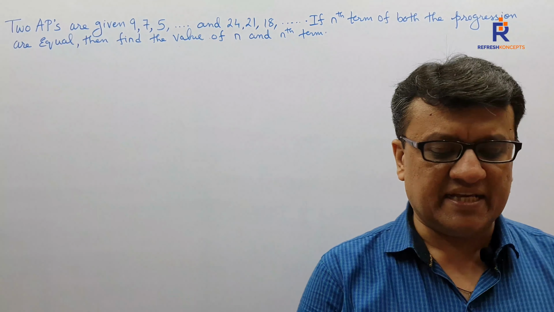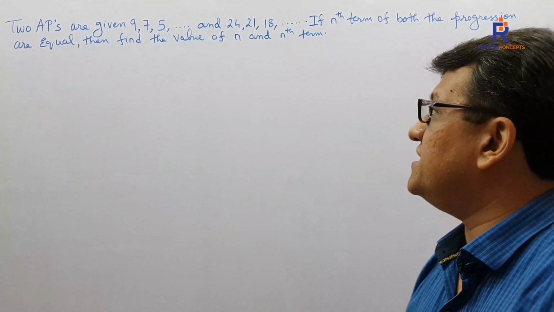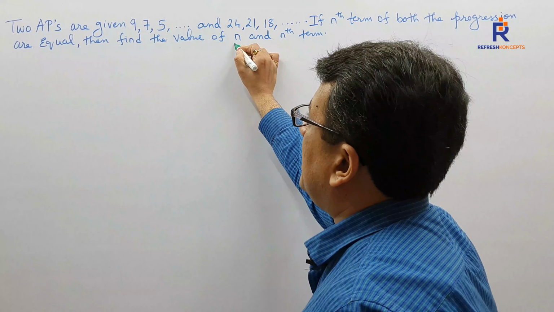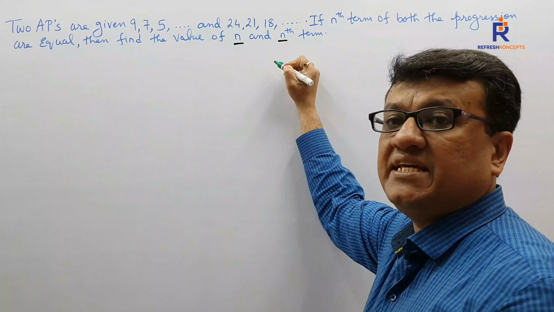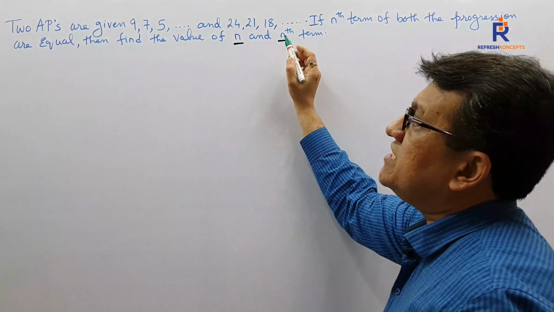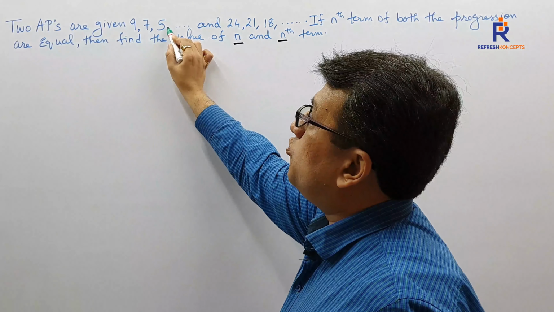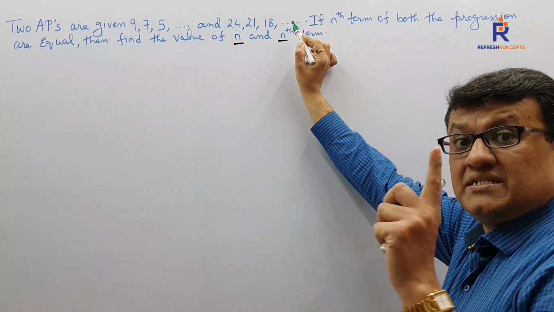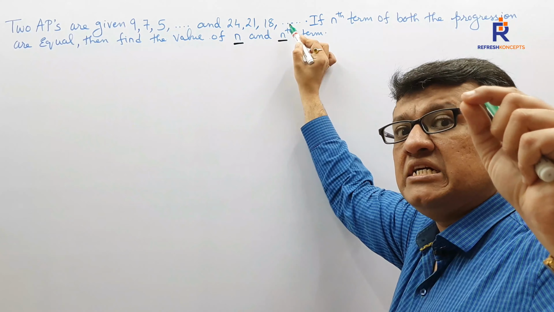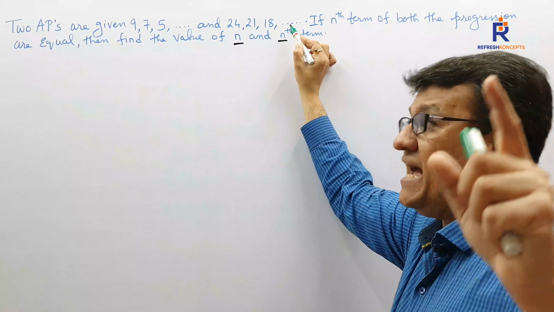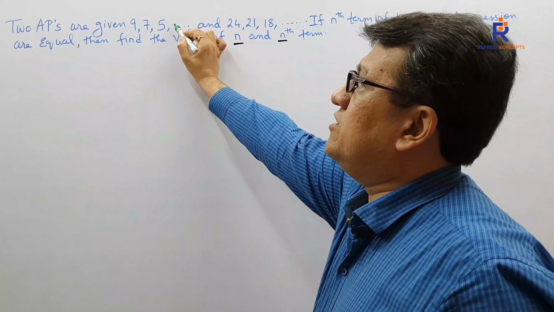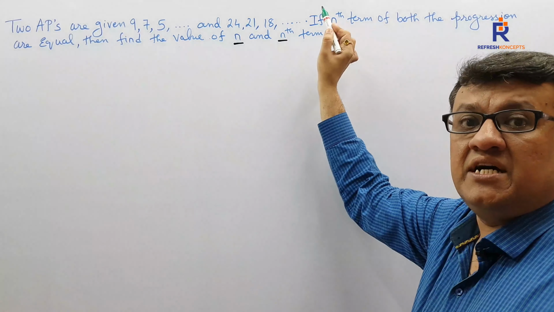Now understand this particular stuff. What exactly are they trying to say? When they say find the value of n and find the nth term, what exactly do they mean? They are asking what shall be the term, and what will be the n so that the terms are going to be the same?